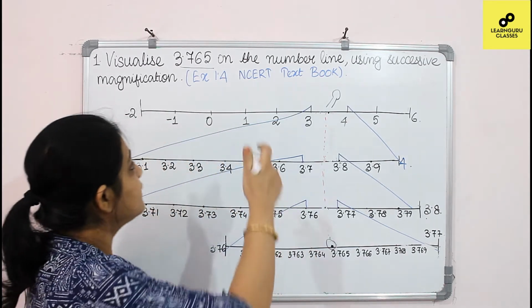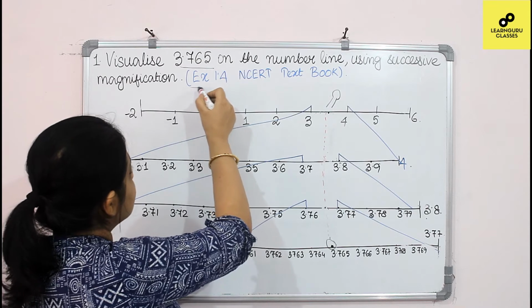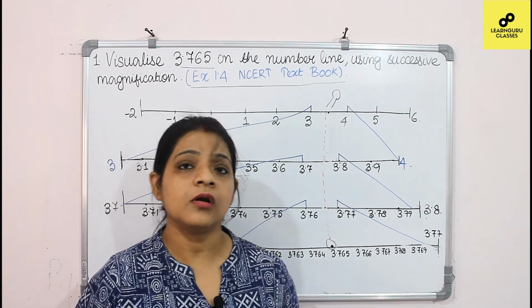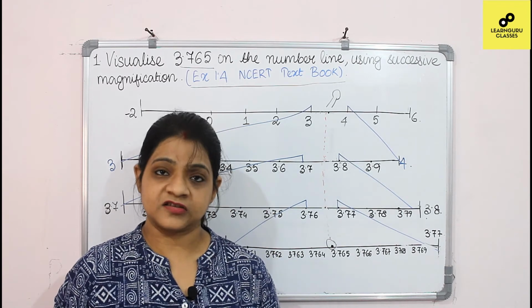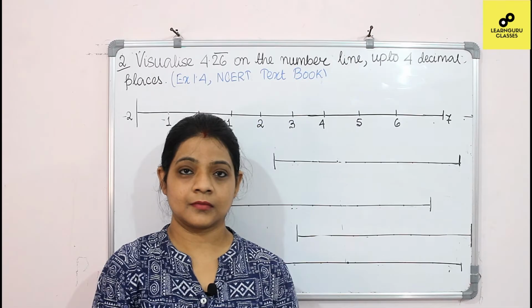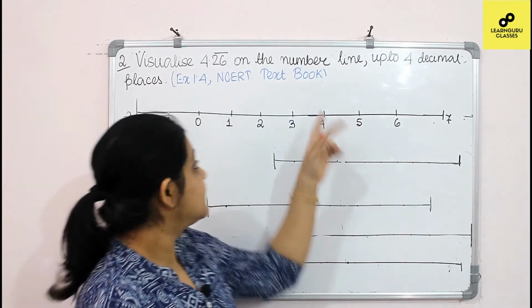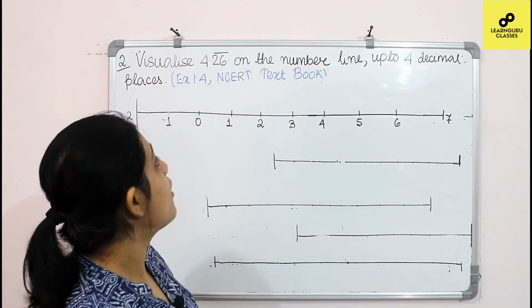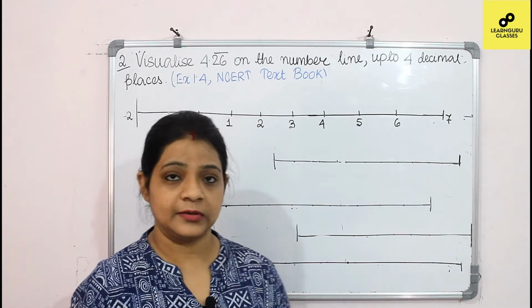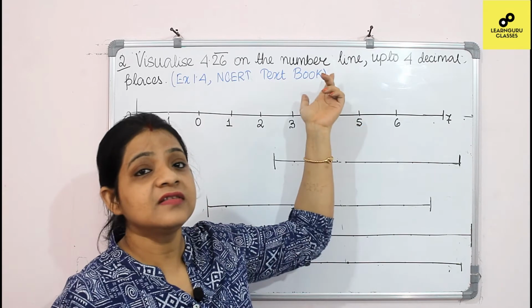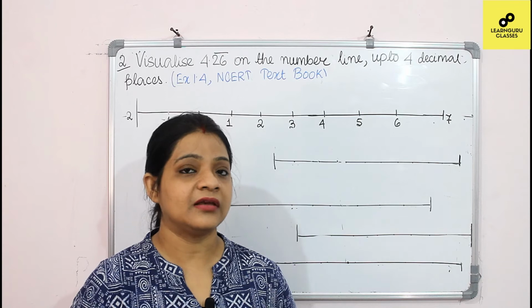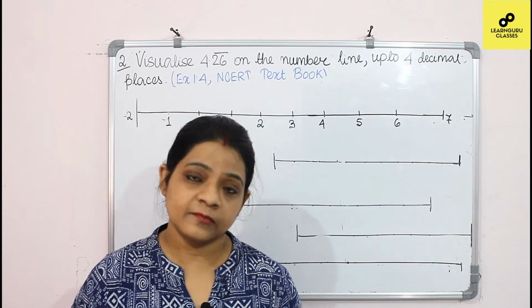So this particular sum is available in your exercise 1.4 in the NCERT textbook. Okay, so let's move on to the next sum. The next sum is: visualize 4.26 bar on the number line up to 4 decimal places. So clearly you can see that 4.26 bar is a recurring or non-terminating but repeating decimal expansion.